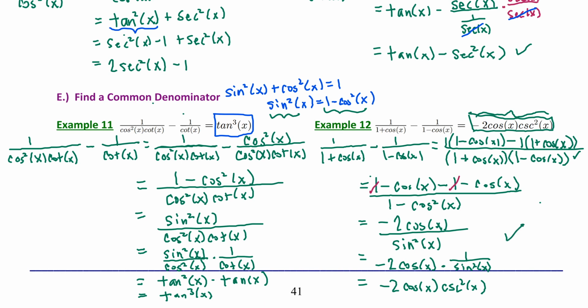Now you can see that verifying identities such as these is nearly impossible if you're not familiar with the basic identities. You need to know the reciprocal identities, the Pythagorean identities, and the even and odd identities, so that when you see those expressions or variations of those expressions, you'll be able to simplify more complicated identities.